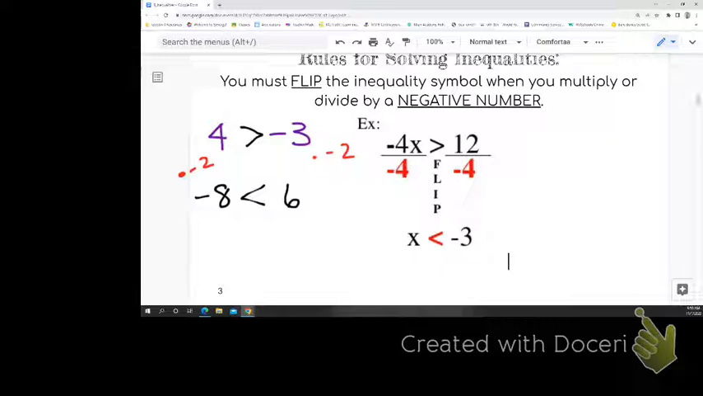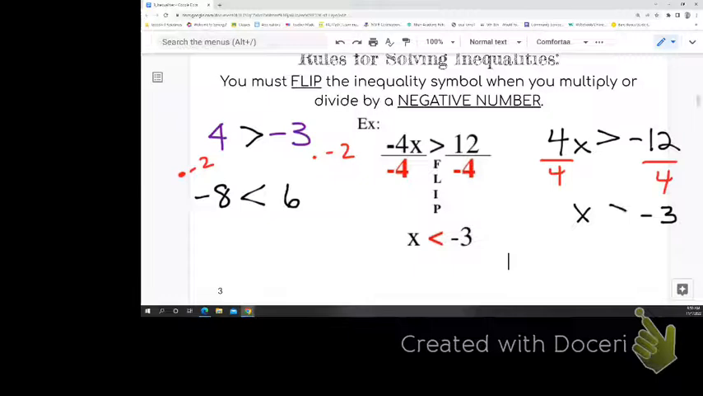So please, if I had something like this, 4x is greater than -12, I would divide both sides by 4. I would get a negative answer, but my sign does not need to flip. Because did I divide by a negative? What I did to both sides? No. These numbers are positive. So I don't need to flip. The negative just already lived there. Right? I did not divide by a negative, but in this example, when I divide by the negative, flip the sign.